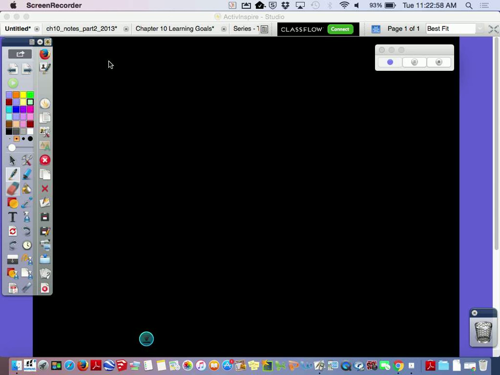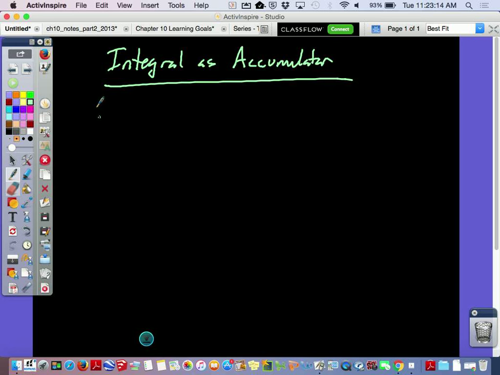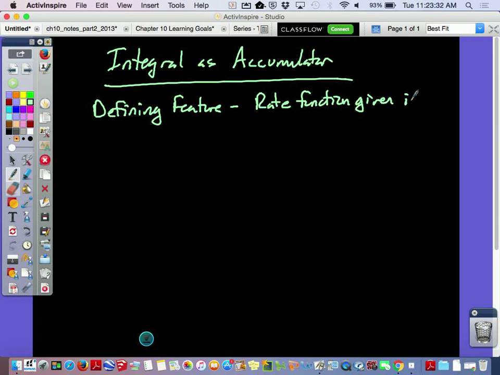Okay, so we're going to start with a short review on what kind of questions come up with integral as accumulator. One of the things to remember about integral as accumulator is that the defining feature of these problems is that we are given a rate in a context of a real-world problem. So we have a rate function given in a real-world situation.